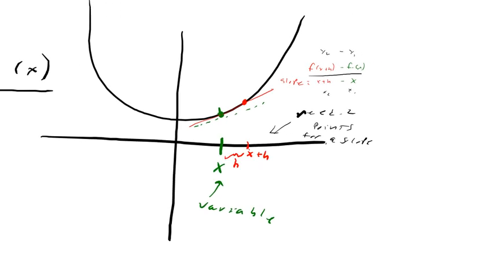The slope of this red line here is my y2 minus y1 over x2 minus x1. The change in y divided by the change in x.